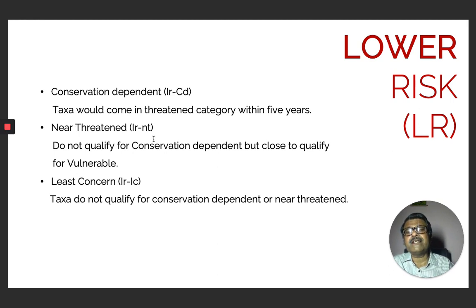The second is known as near threatened. They don't come under the threatened category but do not qualify for conservation dependent, meaning they do not immediately require any conservation. They don't come in the first category, but they are very close to the vulnerable category. Least concern: they neither come under the conservation dependent category nor the near threatened category. So this third category is known as the least concern category, where the individuals do not qualify for the above two categories of conservation dependent and near threatened.